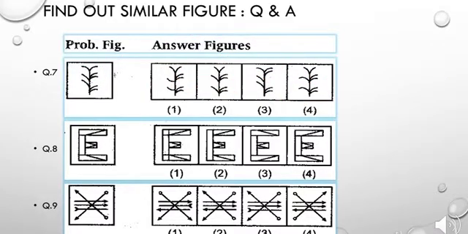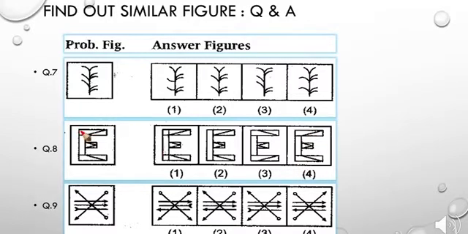Now let's go to the next problem. Next question, question number 8. There's an E alphabet kind of shape in the problem figure. So we need to check quickly whether all the options have an E kind of shape. In option 1 it's there, E kind of shape, in option 2 also, in option 3 and option 4 also it is there, so we can't make any difference.